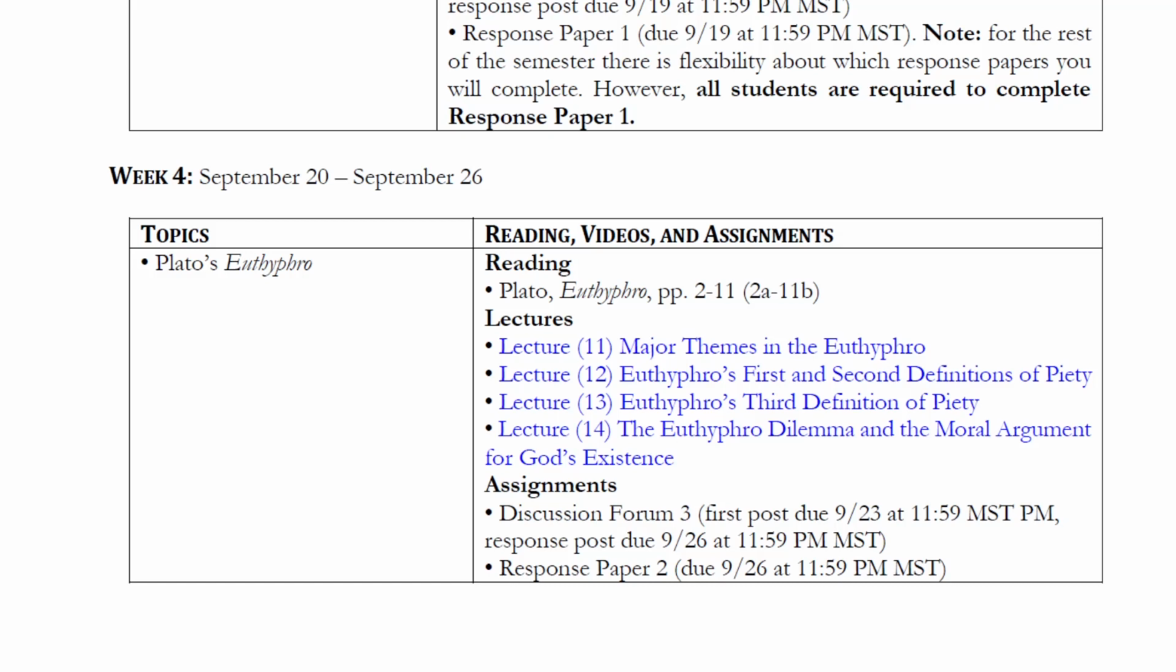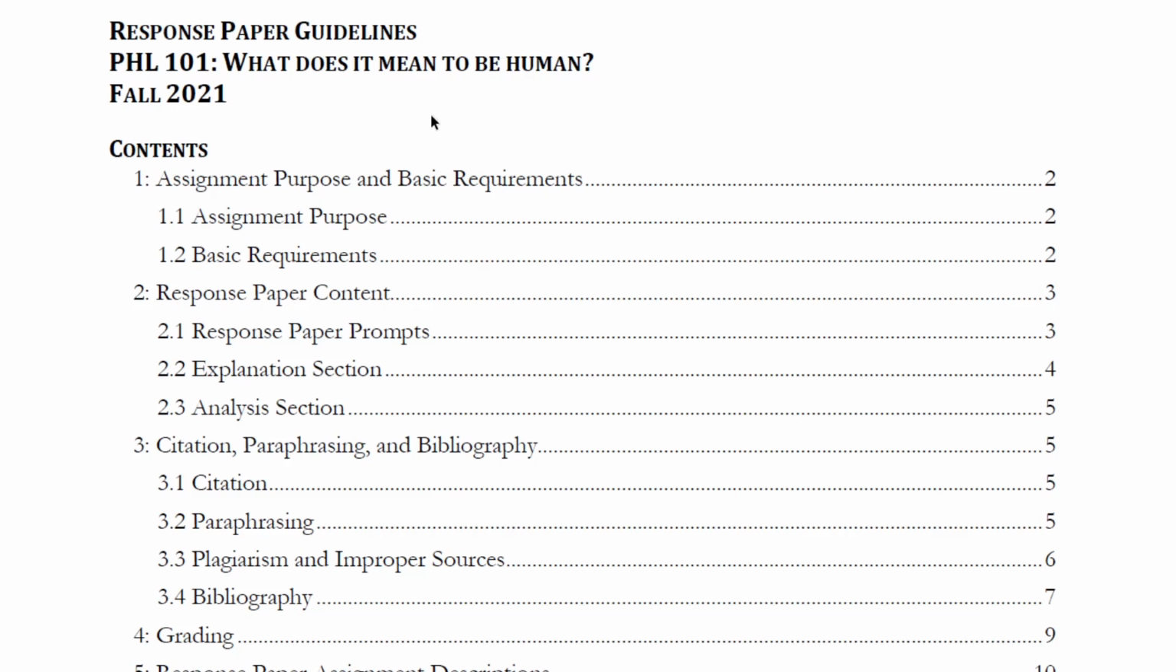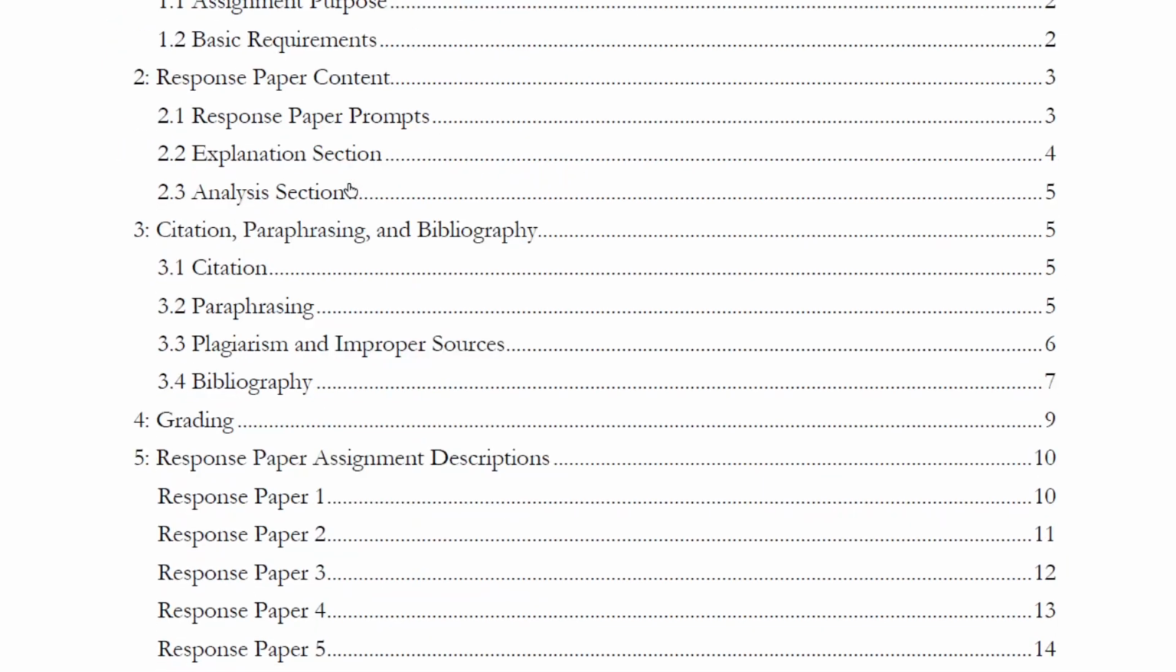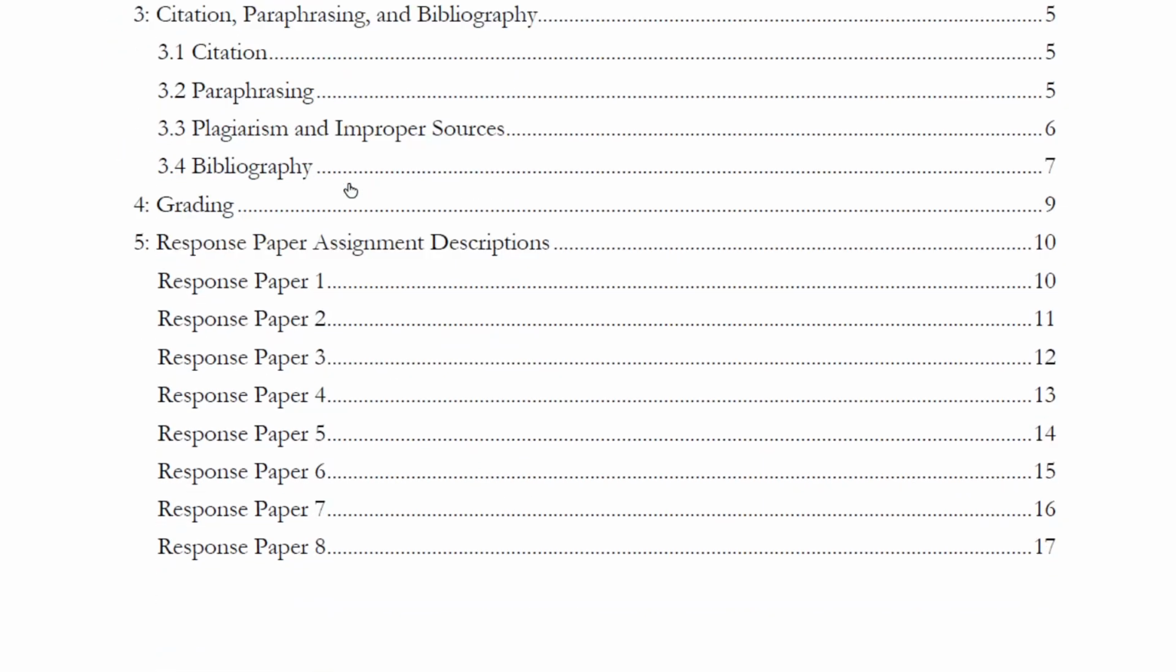The second place in which you can find the due dates for the response paper assignments is on the response paper guidelines document itself. So here we are looking at the table of contents. And if we scroll down to section 5 of this document, you will see that there is a separate page for each response paper assignment. Response paper assignment 1 is found on page 10, response paper assignment 2 is found on page 11, etc., etc.